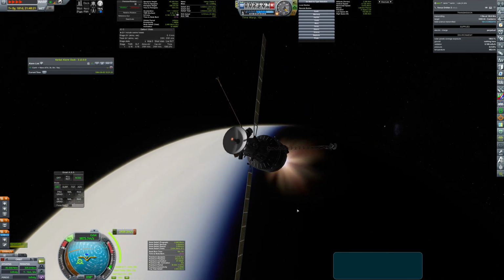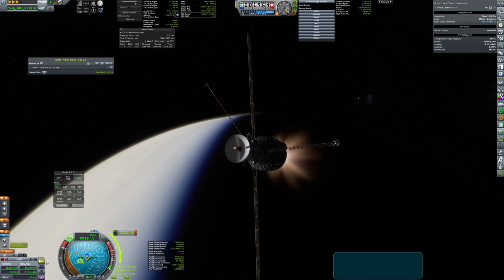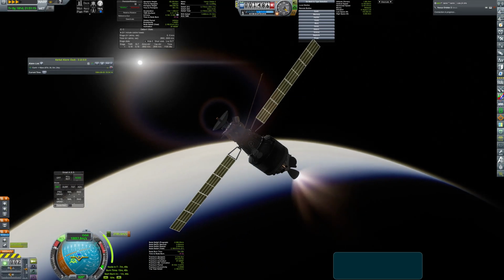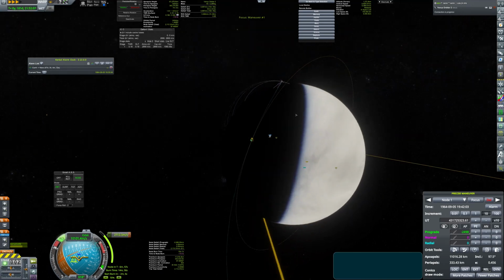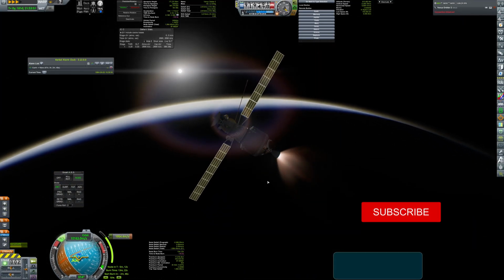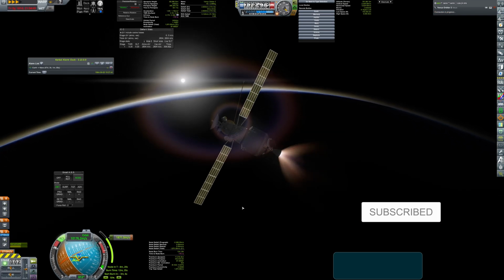Main engine produces only 3.5 kN of thrust, so the acceleration is just about 1.5 meters per second squared. To get into highly elliptical orbit, thruster fires continuously for almost 20 minutes.